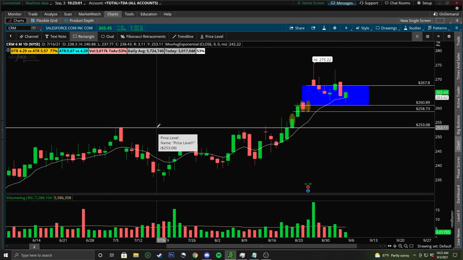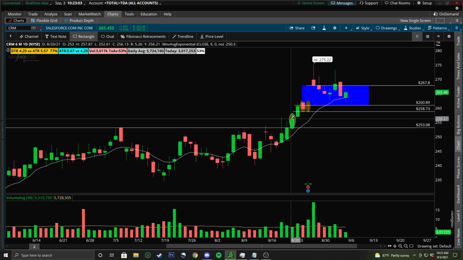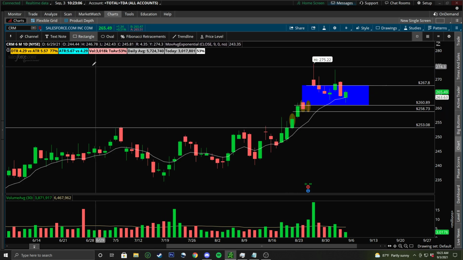I didn't really mark anything that hard. It just broke above a simple level. We entered above the 9 and ended up pushing up the next day. Very passive trades that we're taking here. Not all of these are going to be crazy trades every time.